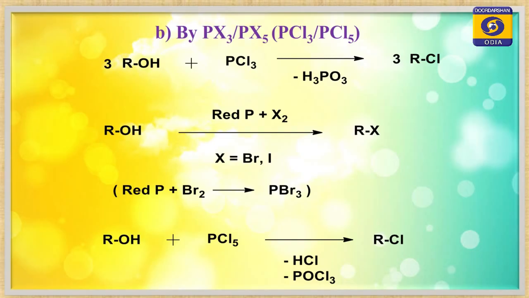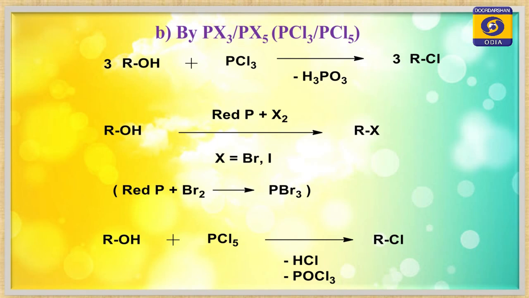Next one, see the next method by using PX3 or PX5. Remember students, PX3 means PCl3, PBr3. Sometimes you may also use red phosphorus and halogen, red phosphorus and chlorine, red phosphorus and bromine. But remember, in PX3, X may be bromine, chlorine or iodine, but normally PCl5 and PCl3 react differently.